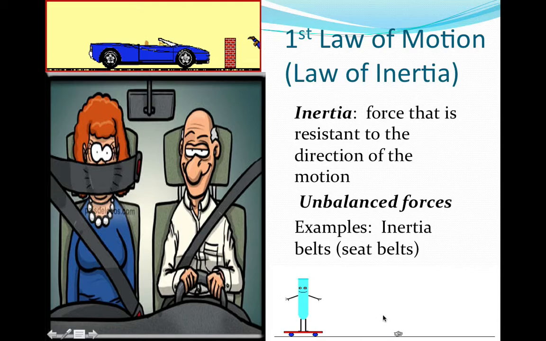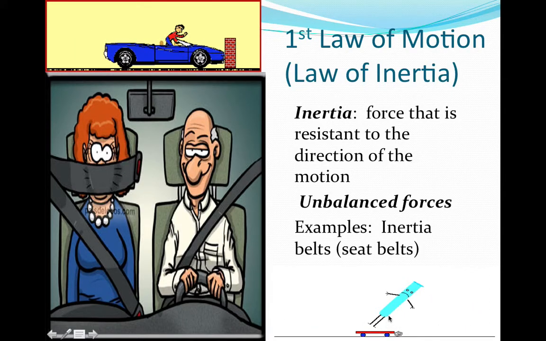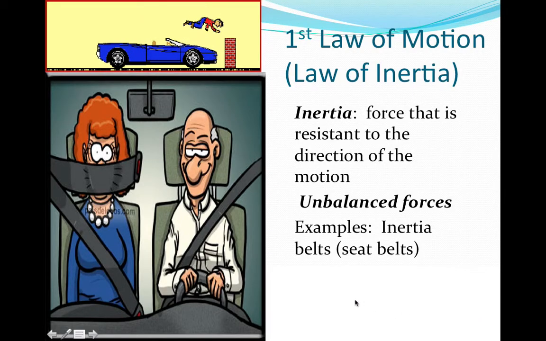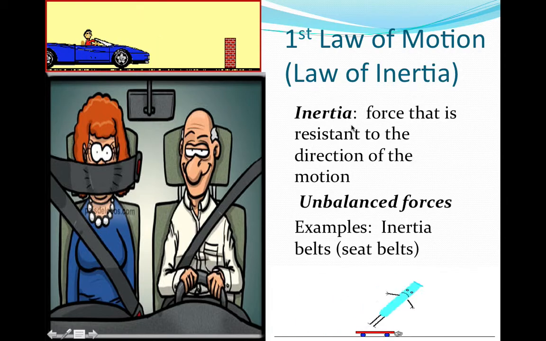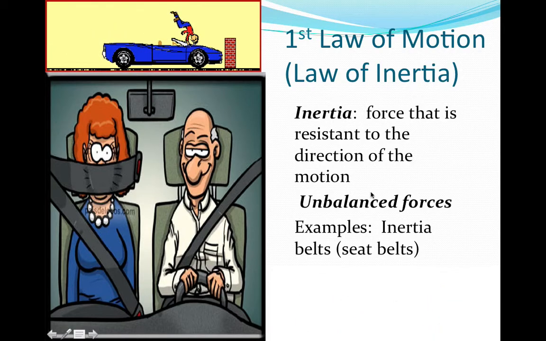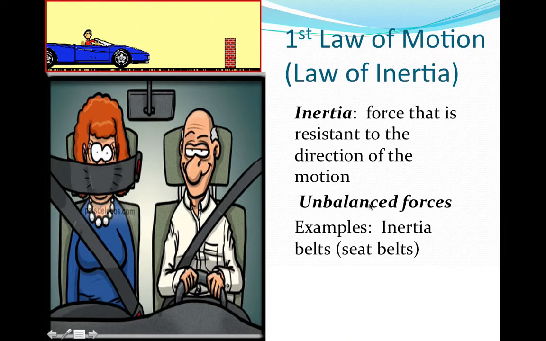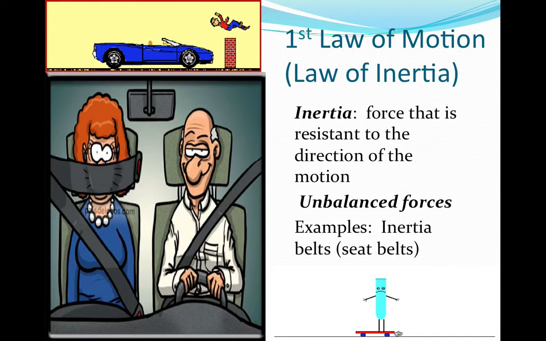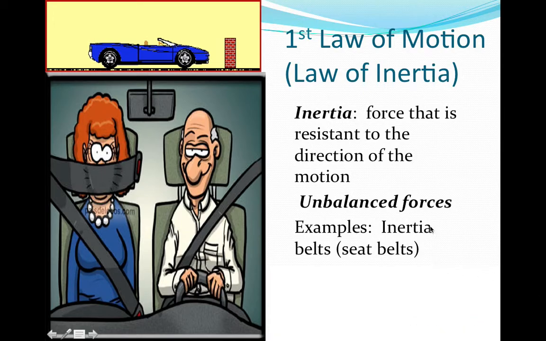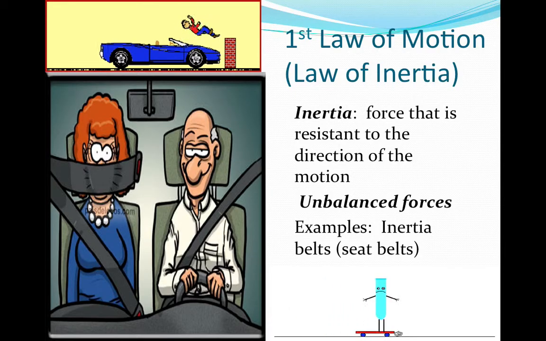Or the little skateboarder down here, the skateboard comes to a sudden stop, but his body continues to move forward. So there was nothing there inertia-wise to resist that actual motion. This right here is called unbalanced forces, okay, because you typically will either remain in motion or you will come to a sudden stop with this particular law. Okay, our example again are seat belts, which we're now going to call inertia belts.